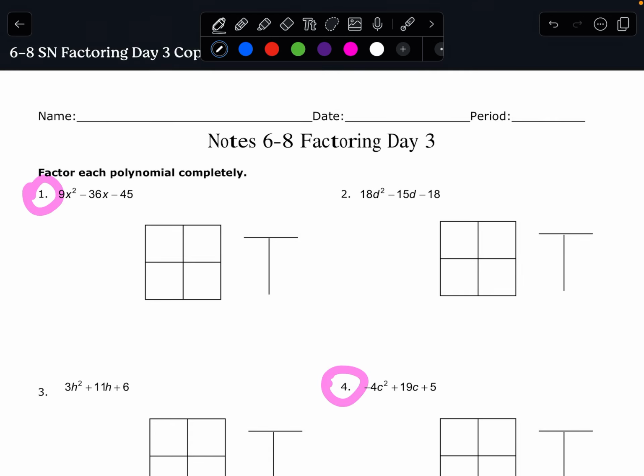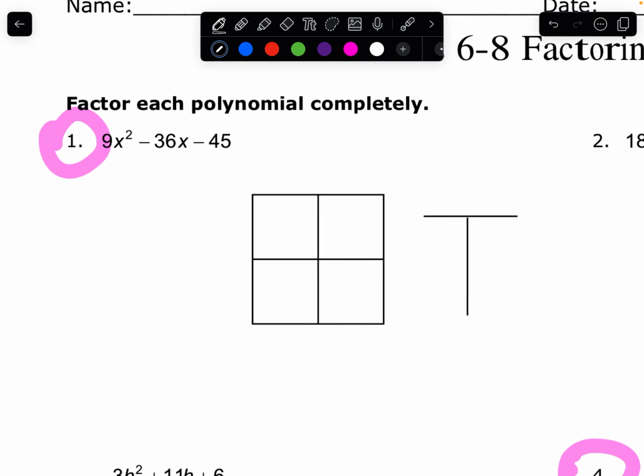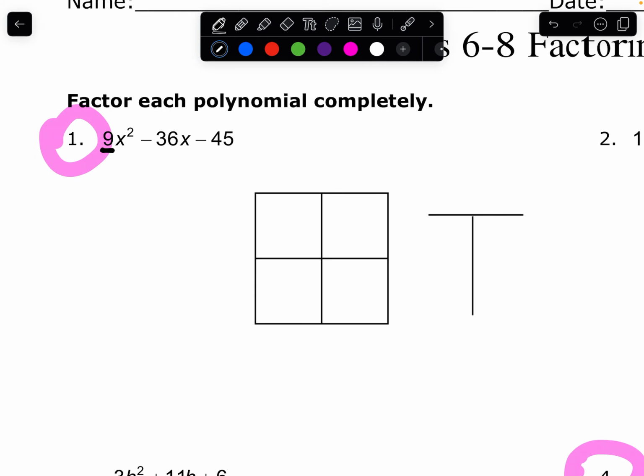Hey guys, today we're going to go over factoring day 3. Really, factoring day 3 is just looking more at GCFs before we're factoring, so nothing super new. We kind of pre-taught this yesterday. But the first thing we should always do is look for a GCF.